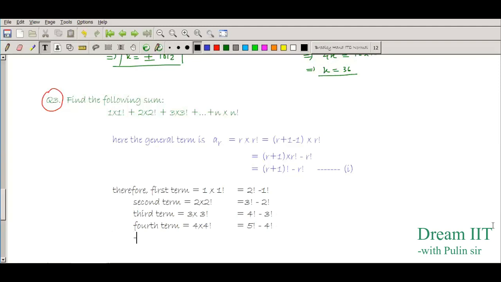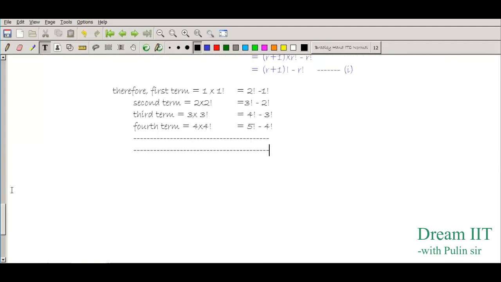And then we have to proceed like this, up to what term? The number of terms which we have to add. So how many terms am I supposed to add? I am supposed to add n terms. So the last one will be the nth term. The nth term will be equal to what?